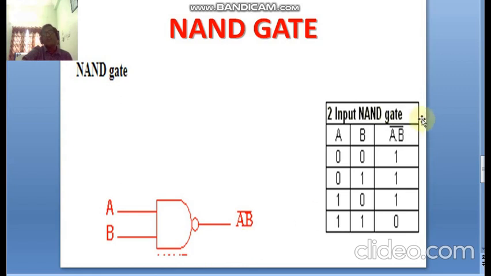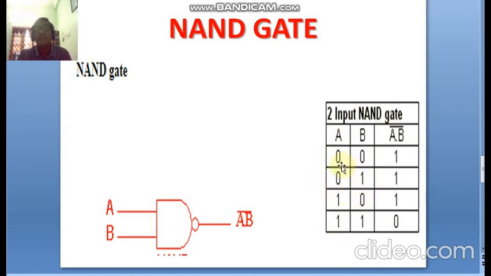Not AB. So if you come to the truth table, the possible combinations are A equal to 0, B equal to 0; A equal to 0, B equal to 1; A equal to 1, B equal to 0; and 1 and 1. Suppose you take 0 into 0, it is 0, but not AB gives 1. Here also 0 into 1 is 0, 0 bar is 1; 1 into 0 is 0, bar is 1. 1 into 1 is 1, but bar represents 0. Bar is nothing but not. So these are the NAND gate outputs.